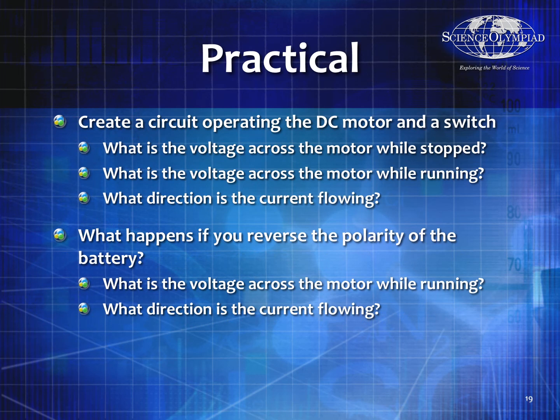Generally speaking, if you can, I'd like you to find a DC motor. You can find at most hobby stores a 3-volt motor that works really well. I want you to look at the voltage across the motor while stopped, and look at the voltage across the motor while it's running, and figure out which direction the current is flowing. Because what you're going to find is that most motors have some sort of intrinsic resistance to them. Now, if you reverse the polarity of the battery, see if it's changed the voltage, but more importantly, has it changed the direction of the motor and the way the current is flowing?